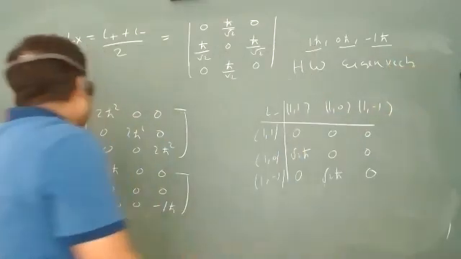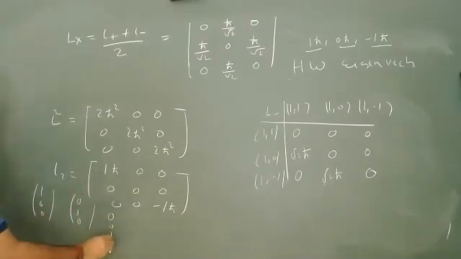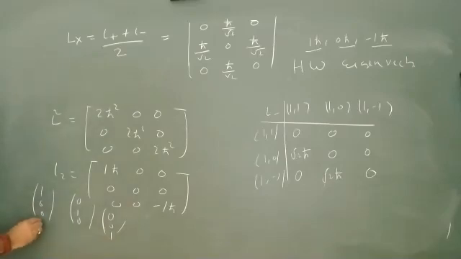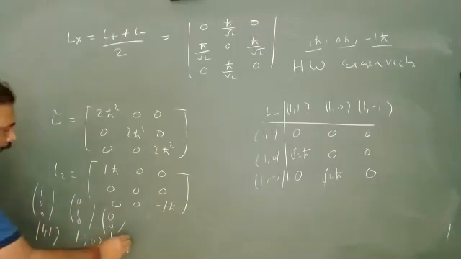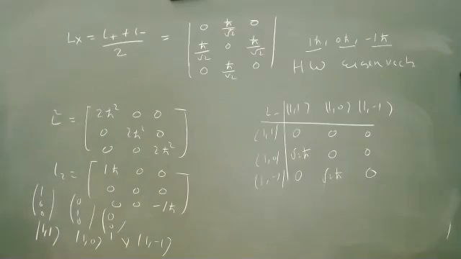Here what are your eigenvectors? The eigenvectors are 1 0 0, 0 1 0, 0 0 1. And 1 0 0 I am actually writing as |1,1>, 0 1 0 I am writing as |1,0>, and here I am writing |1,-1>. So this is the wonderful story. You can just understand and figure out the matrix.